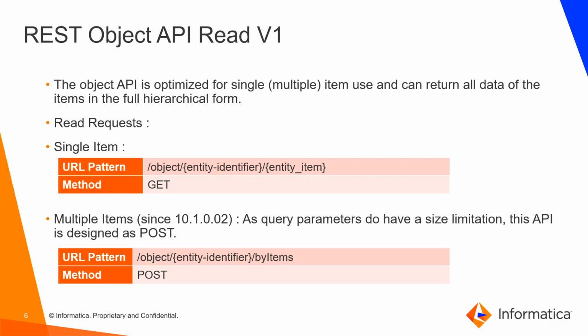For multiple items introduced in version 10.1.0, hotfix 2 and onwards, due to query parameter size limitations, this API has been structured to use HTTP POST requests for querying multiple items. This design choice helps overcome the limitations posed by query parameter lengths. In summary, the Object API is tailored to cater to both individual and batched requests for items.